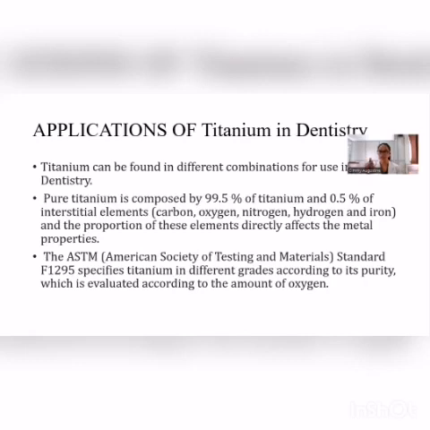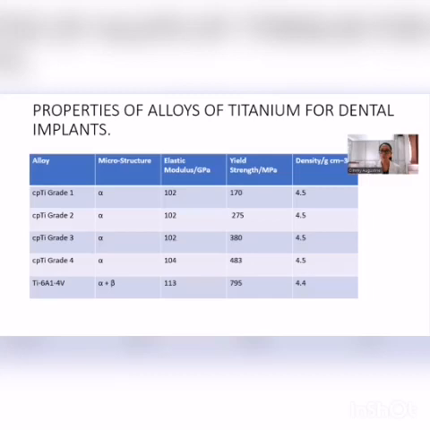So, CP is commercially pure titanium. Grades 1, 2, 3 and 4 are all alpha. Whereas grade 5 is Ti-6Al-4V. Now compare the elastic modulus of them. Grade 1 was 102, then grade 4 and so on. Now compare strength. See, the strength of grade 1 was just 70, whereas when you reach grade 4, it is 48 higher. Strength is increasing.